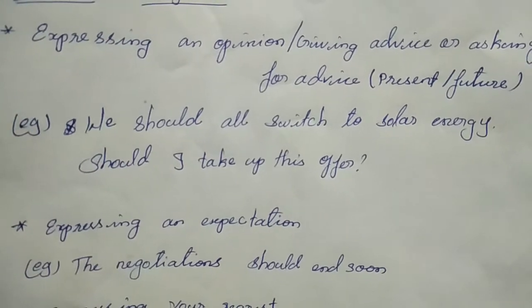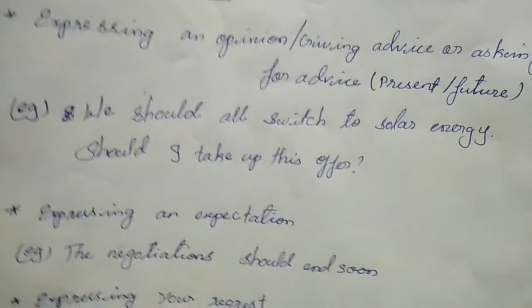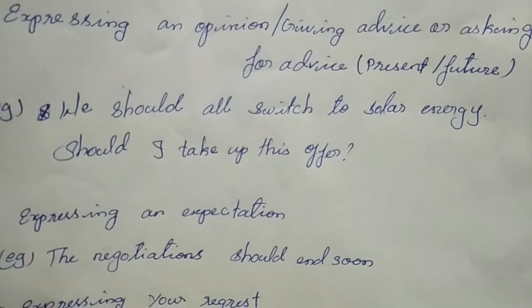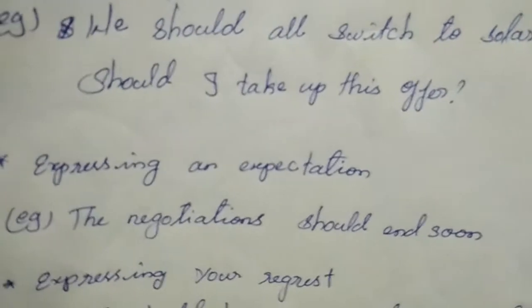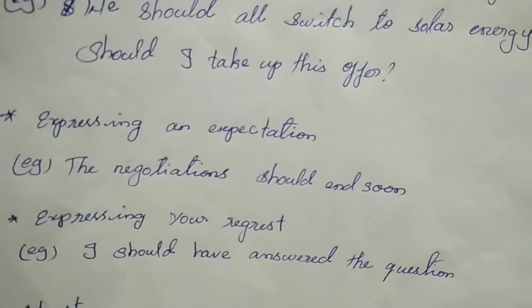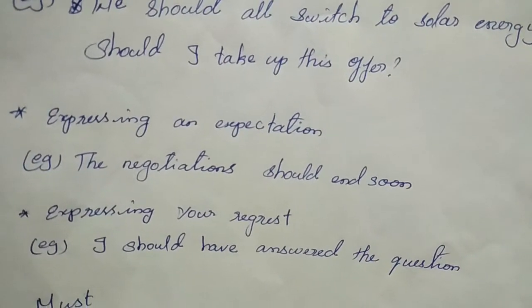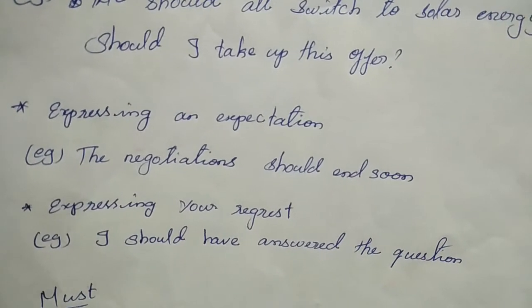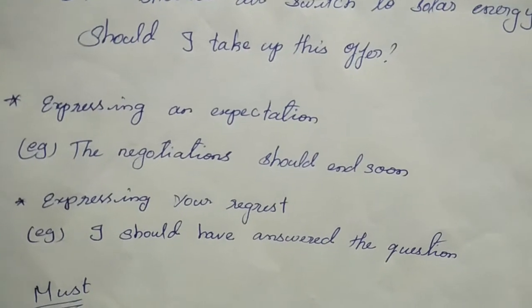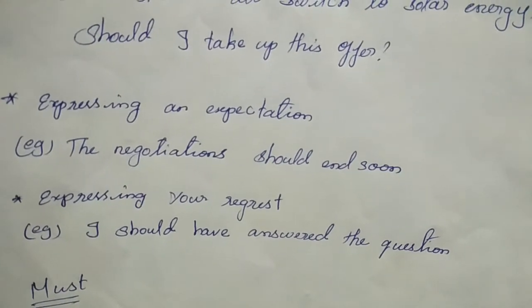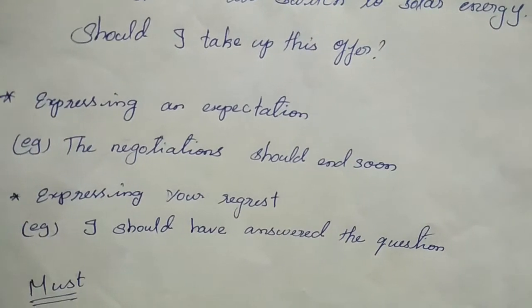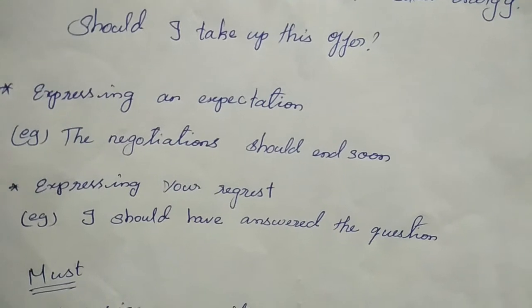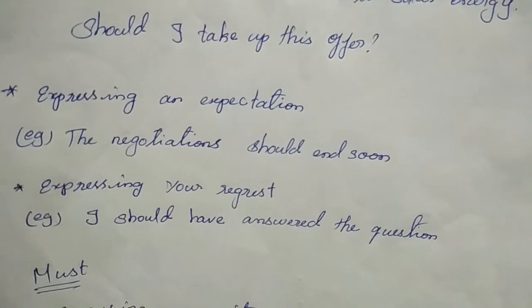So the first usage of should is to express an opinion, give advice, or ask for advice. It should be used only in present and future tenses. The next usage is expressing an expectation. Example: the negotiation should end soon. So it is an expression of expectation. It may or may not happen. The negotiation may end, but here we are giving our own expectation because we don't want it to drag on. That's why it should end soon.